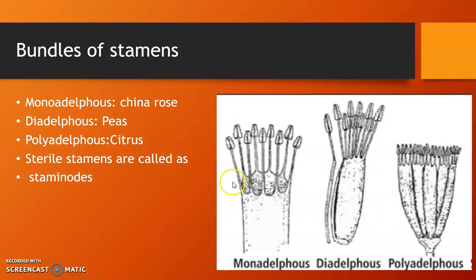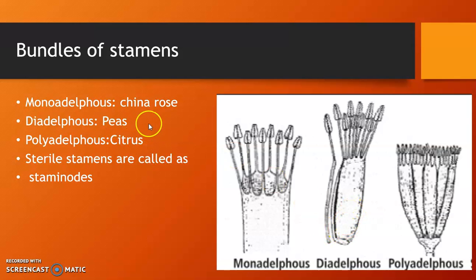And next, the stamens are arranged in bundles. So such arrangement is called adelphous. So if all the stamens are arranged in a single bundle, it is termed monadelphous. Example, China rose. So you can see the first diagram, and in the second diagram you can see one stamen is free and the remaining other stamens are united together. So it is said to be diadelphous. It occurs in two bundles.